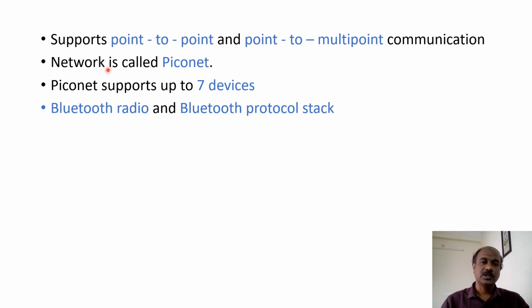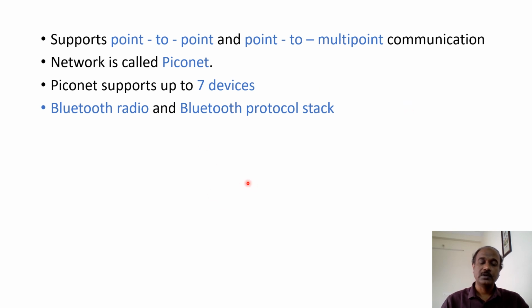This Bluetooth supports point to point and point to multipoint communication. Point to point means one device can communicate with another device directly, or there is multicasting, where one device can send the data simultaneously to a number of devices. That is called point to multipoint communication. So these are the two types of communication that are possible in case of Bluetooth.